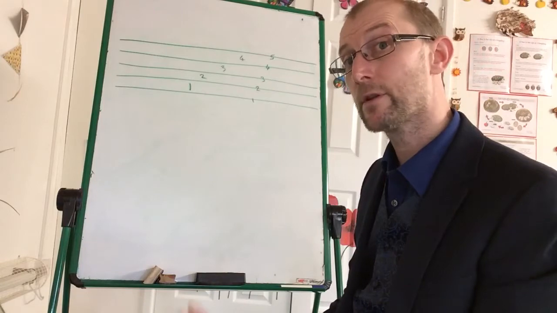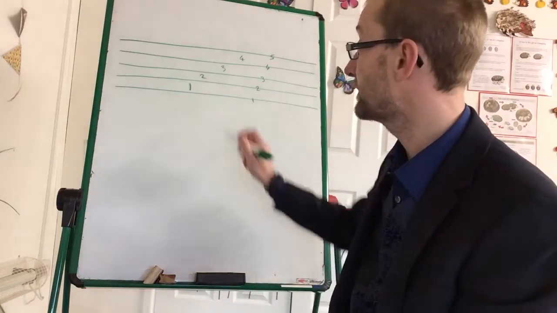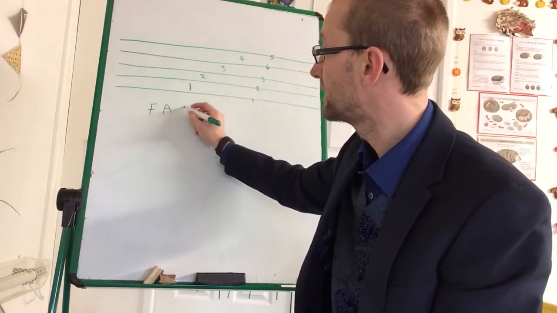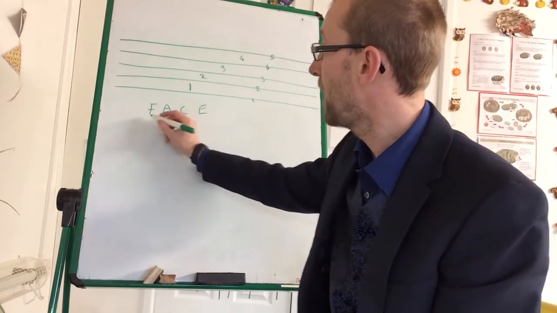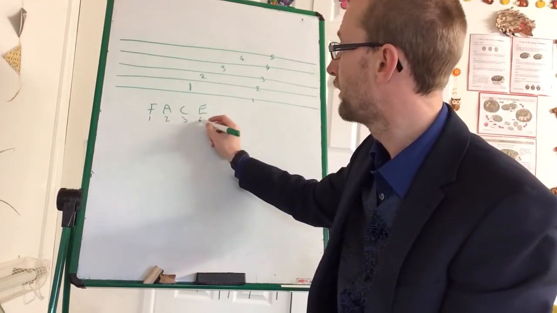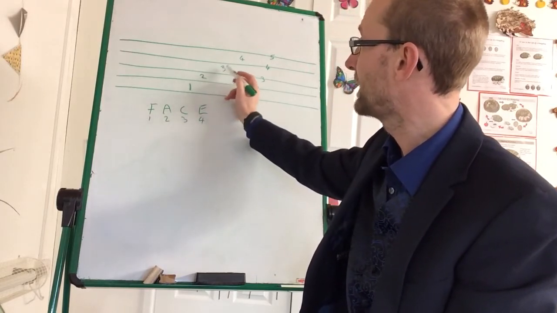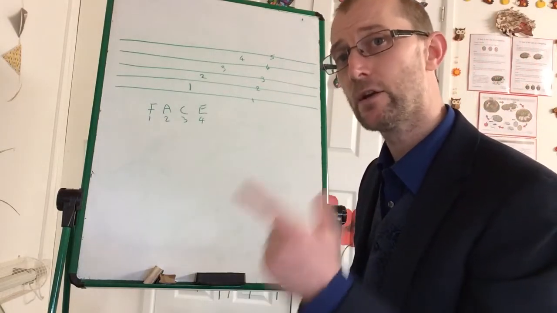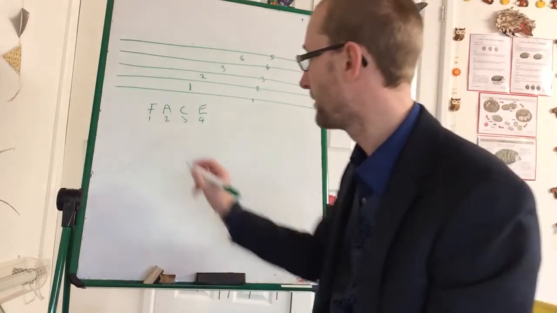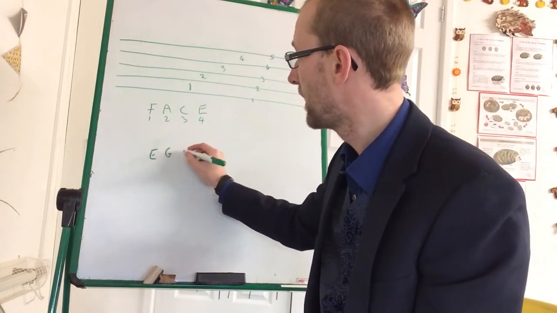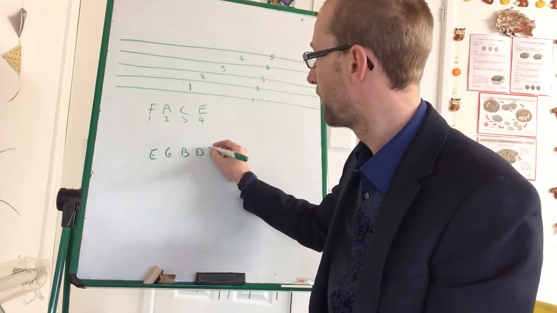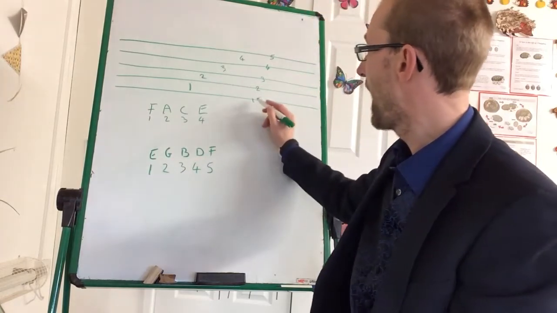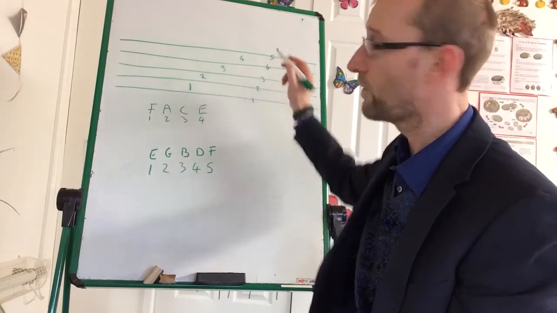Now I've taught you the rhymes for both. You have FACE is in a space. So this one is FACE: F, A, C, E. And if it helps, I'll number them 1, 2, 3, 4. And these ones, the lines, I gave you that mnemonic: Every Good Boy Deserves Football. And that was 1, 2, 3, 4, 5.